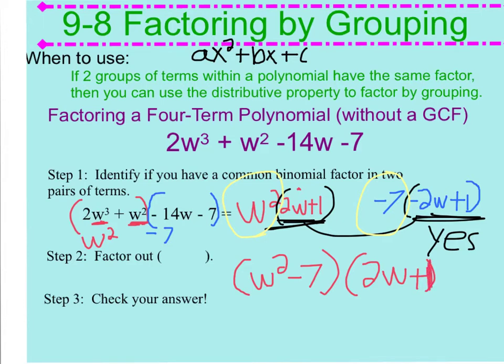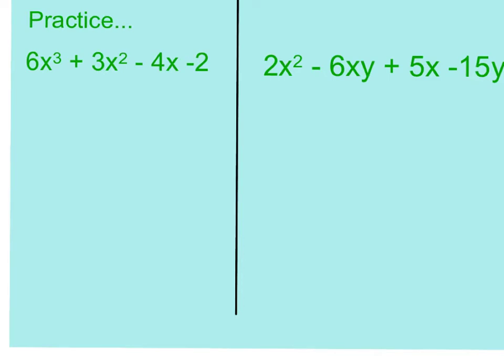It is important to check your answer. So let's check quickly. 2w multiplied to w squared is 2w to the third. Negative 7 multiplied to 1 is negative 7. If I keep going, w squared multiplied to 1 is 1w squared, and negative 7 multiplied to 2w is negative 14w. It sure works.